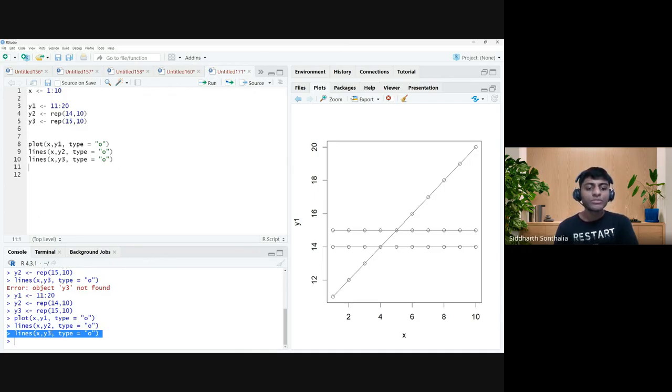The output for these plotting functions is seen in the plots window. Makes sense, right? So this here was your basic plot function that is inbuilt in R. Now there are many advanced plotting functions as well. The thing is, I don't want to limit myself to these plotting functions.